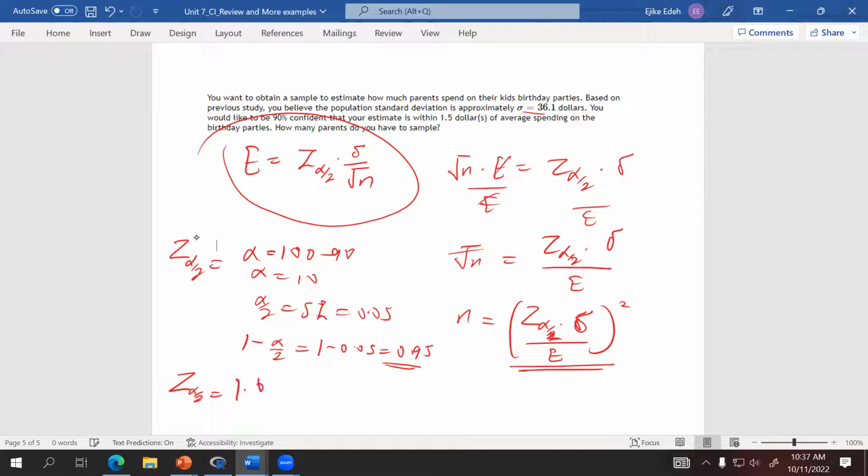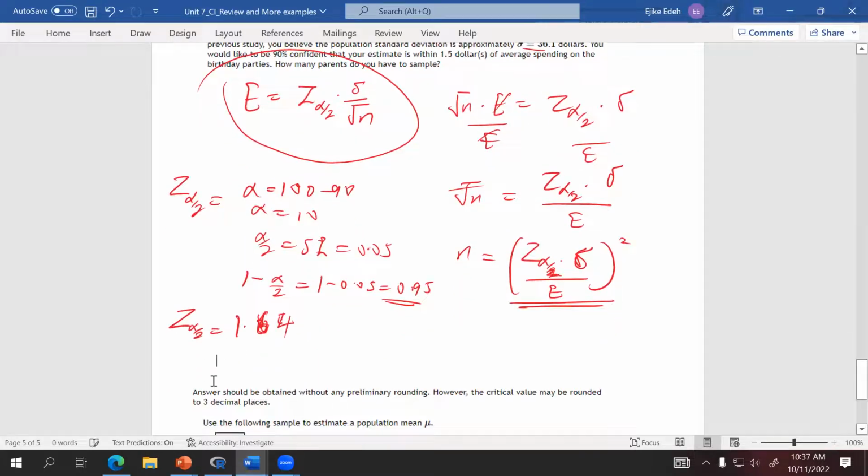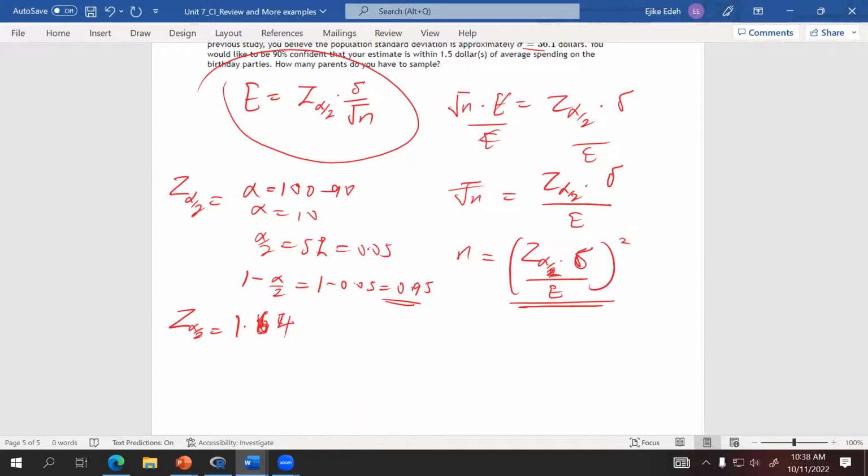So remember, whenever you get your alpha, that is not your critical value, right? Go ahead and finish up to get the value in the table. So this is the major thing I need from this question. Once I get the critical value, we can complete that.